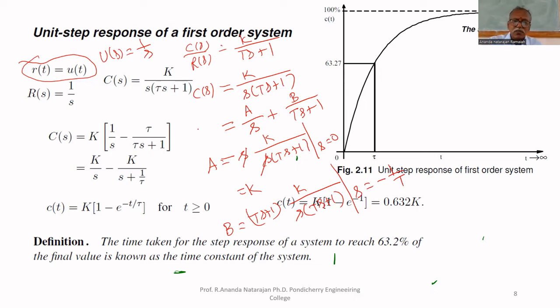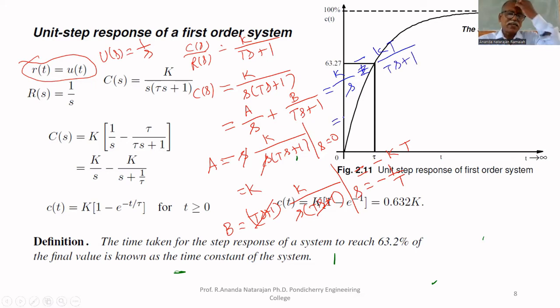If you substitute, these two get cancelled. Substituting s equal to minus 1 by tau, you will get minus K tau. So we got the A and B values: A equal to K, and B equal to minus K tau. Therefore C of s equal to K upon s minus K tau upon tau s plus 1.